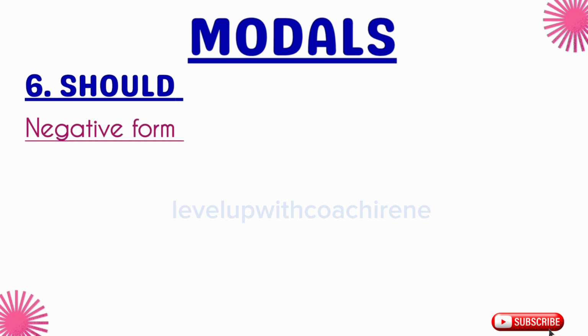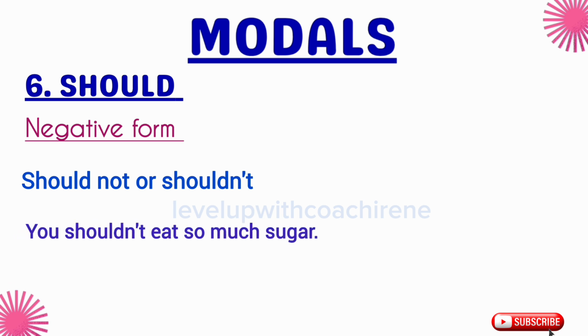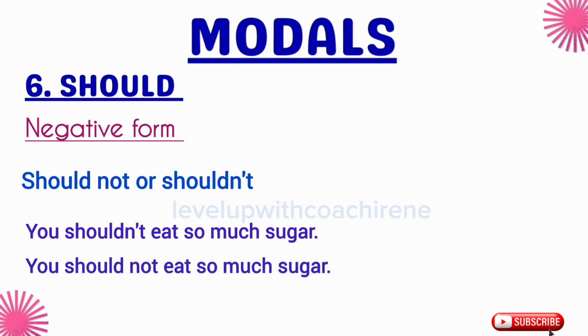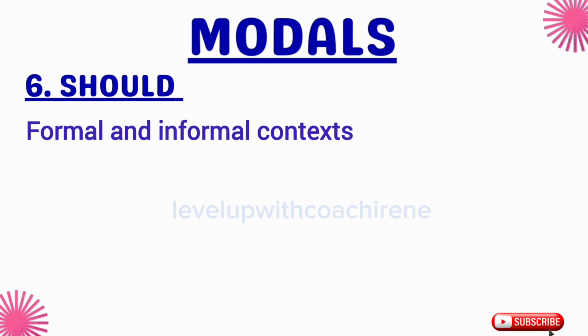The negative form of should is should not or shouldn't. For example, you shouldn't eat so much sugar, or you should not eat so much sugar. Should is a modal verb that helps to express advice, expectation, and regret in both formal and informal contexts.